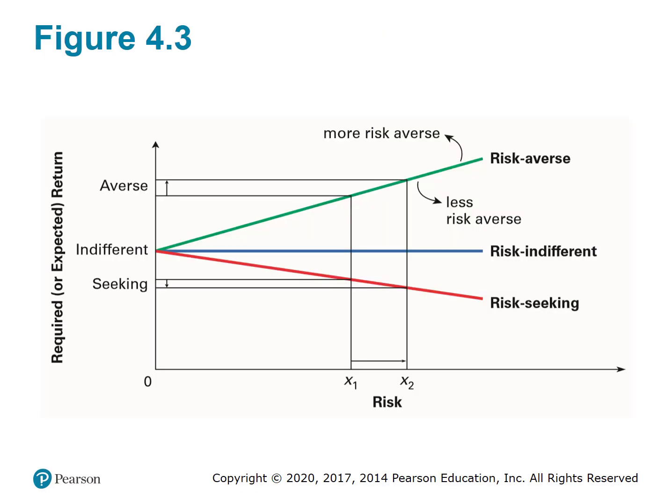This chart graphically depicts the three risk positions we just described. Required return is on the y-axis, risk on the x-axis. Risk neutral is the straight blue line. The risk seeker accepts lower and lower returns in order to take on more risk, the downward sloping red line. The risk-averse investor, the rest of us, demands a higher and higher return in exchange for taking on more and more risk, the upward sloping green line.